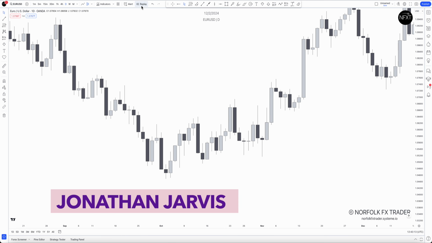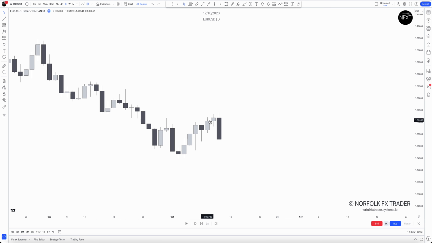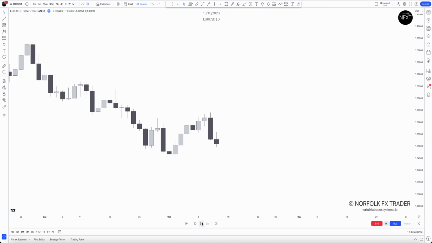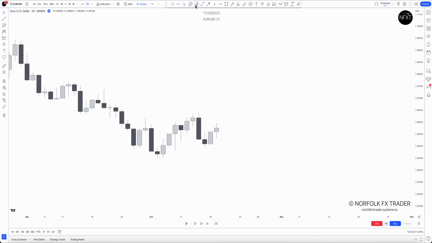Let's go replay. Yes, I know it's going to be hindsight because I know some of the price action, but this will give you a better understanding. So let's just go forward by candle. Right, I want to see a break to the upside. So there's the first break to the upside.